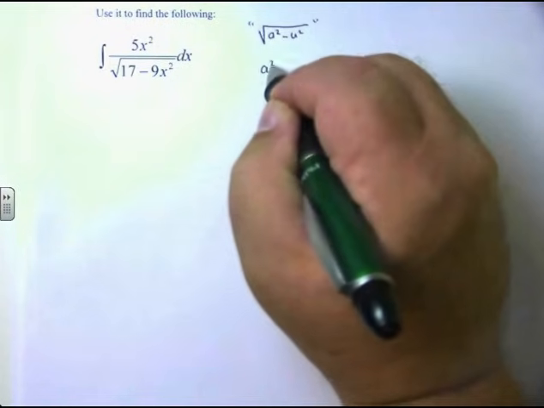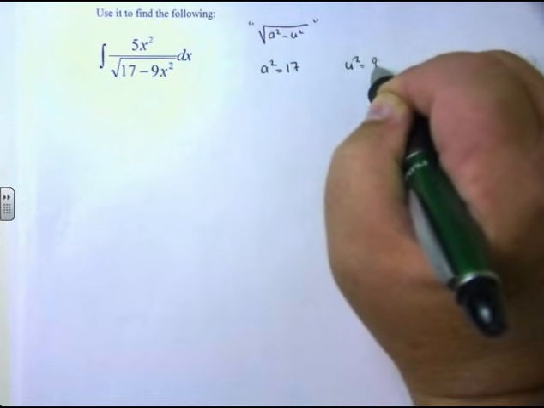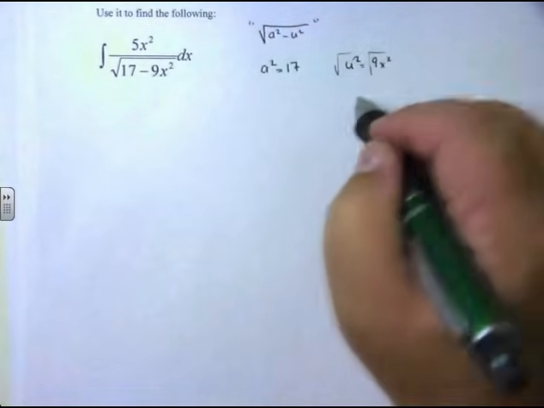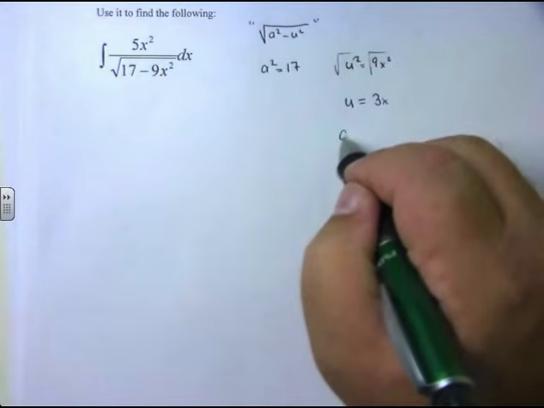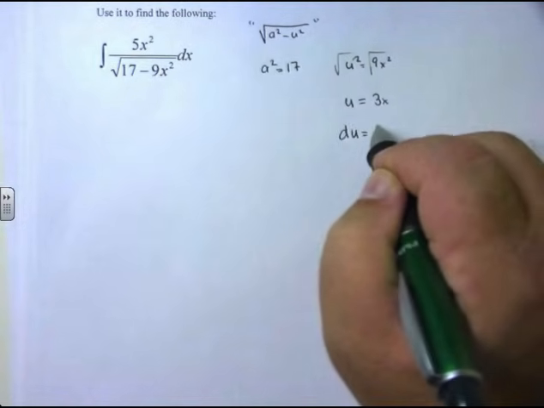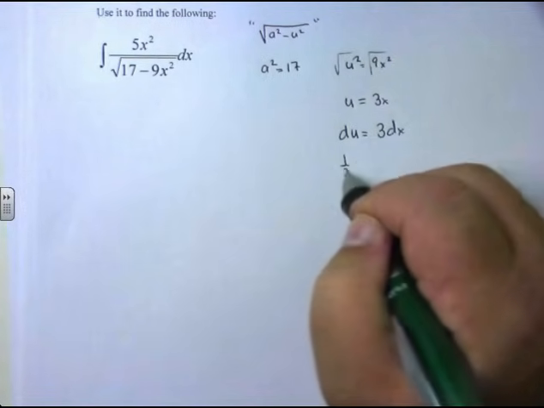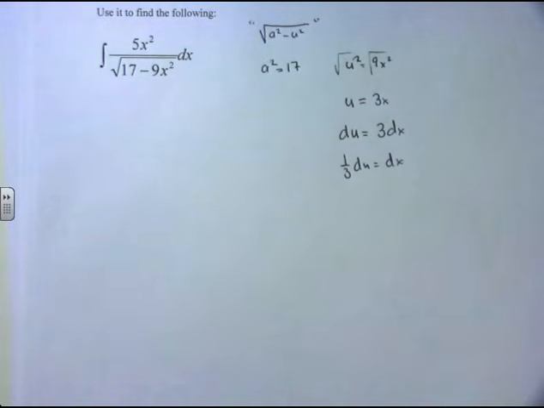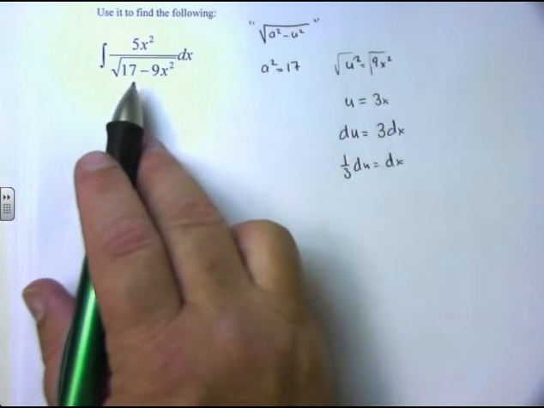So a squared would be the 17, u squared would be 9x squared. But it's u substitution, so I've got to get down to the u level. So I'm going to take the square root of both sides. That makes u equal to 3x. Don't forget, take du, the derivative, which is 3 dx, and then move your constant aside: 1/3 du equals dx.